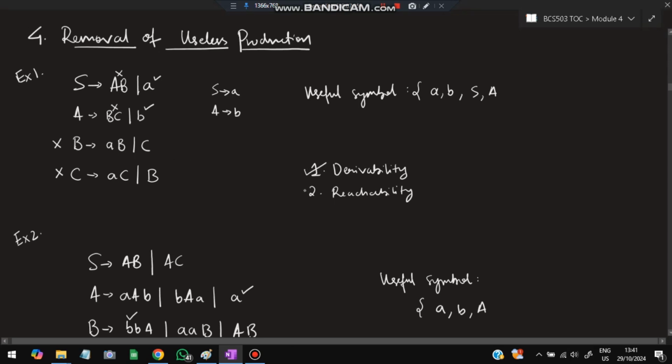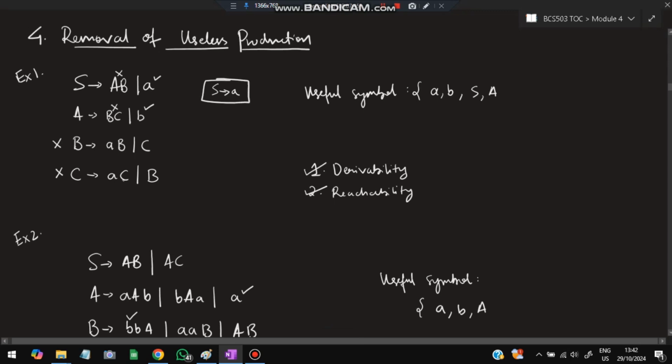After that you have to go for reachability. What do you mean by reachability? See, S is the starting state. I'll start from here. Obviously it goes to small a terminal, that's it. A, I'm not reaching anywhere. A is not present anywhere here. So this is an unreachable state. Wherever it is unreachable, remove that as well. Once you remove that, you will be remaining with this one, and this is your final answer.